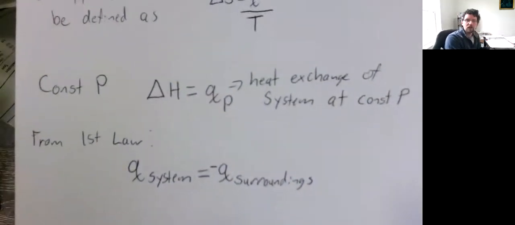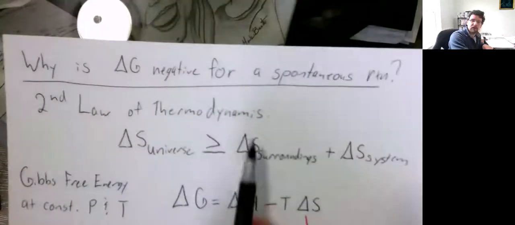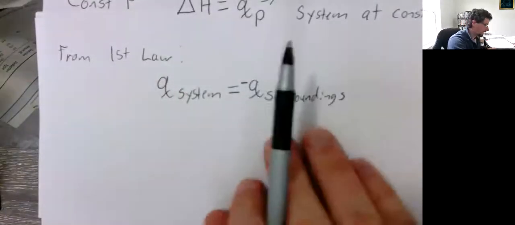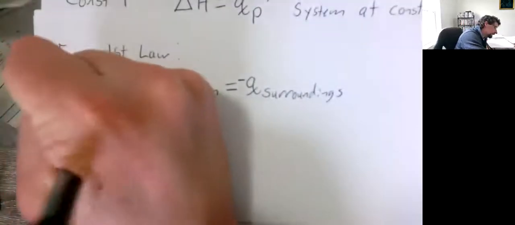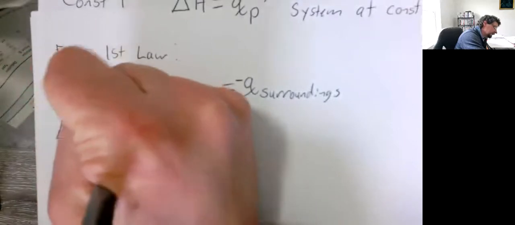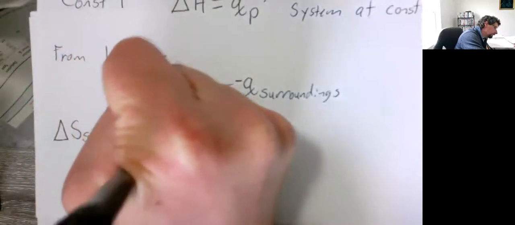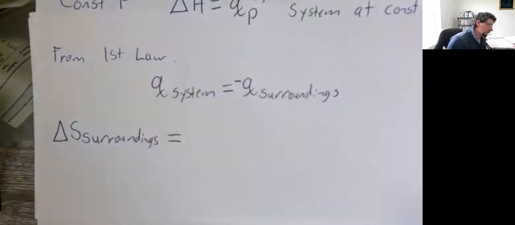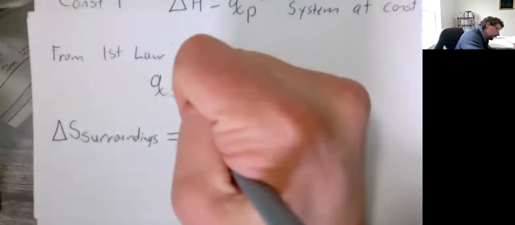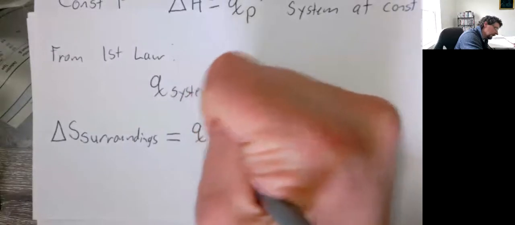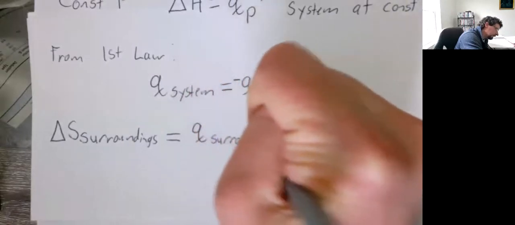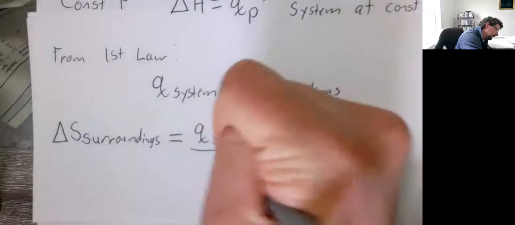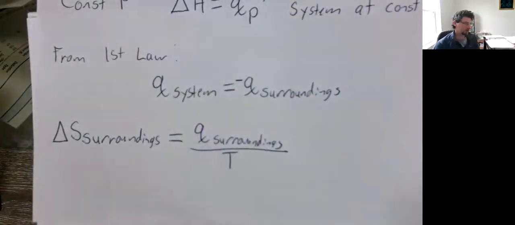Okay, so now let's hop back up to this first equation. Let's try and define what delta S of surroundings would be. So delta S of surroundings. Back from the Clausius definition of entropy, we would know that Q of surroundings divided by temperature is equal to delta S of surroundings.